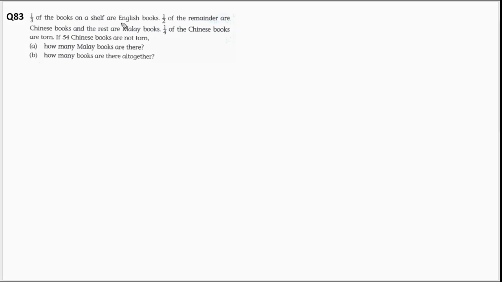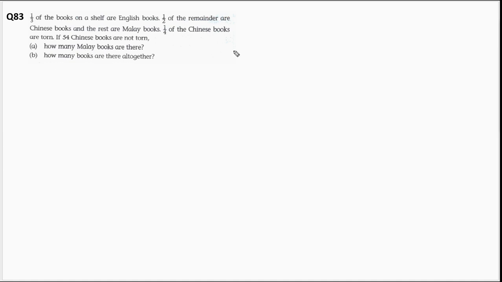A third of the books on a shelf are English books. Half of the remainder are Chinese books, and the rest are Malay books. A quarter of the Chinese books are torn. If 54 Chinese books are not torn, we're asked how many Malay books there are and how many books there are altogether.